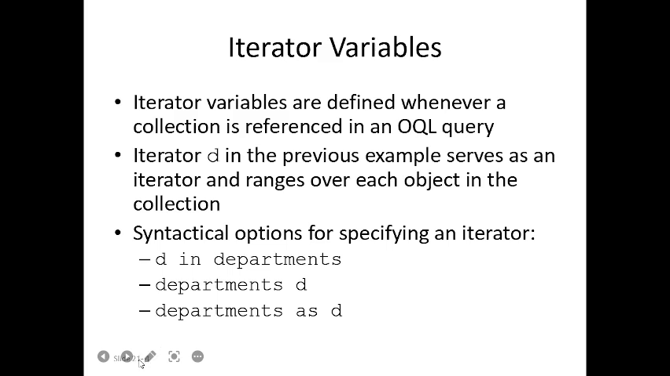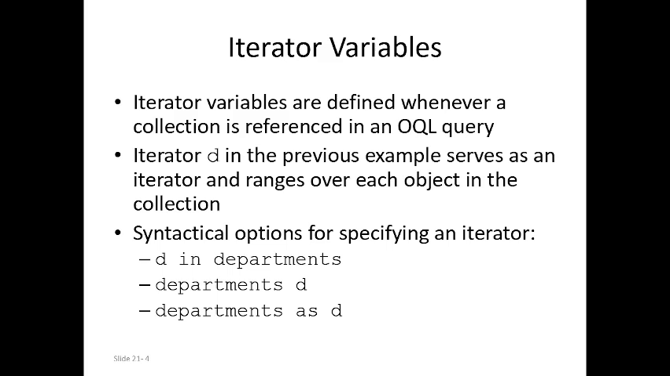that ranges over each object in the collection. The iterator D in the previous example ranges over each object in the collection based on the conditions specified in the where clause. In the previous query, only persistent objects D in the collection of departments that satisfy the condition D.college equal to engineering are selected for the query result. For each selected object D, the value of D.name is retrieved in the query result.